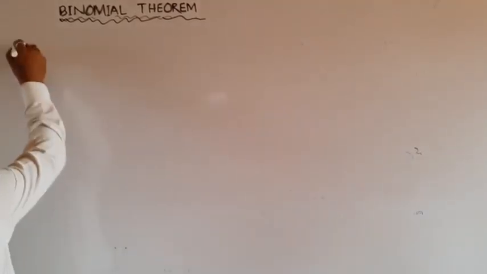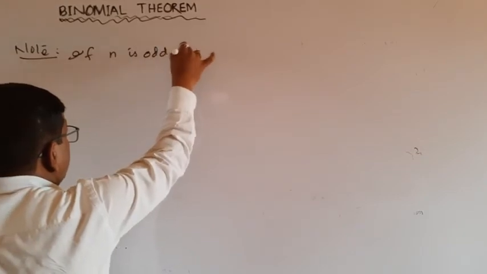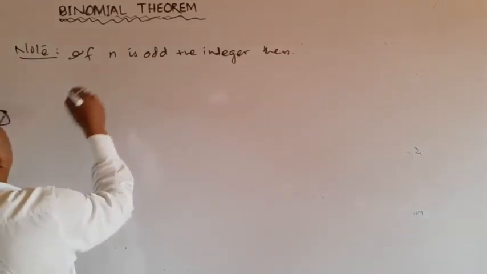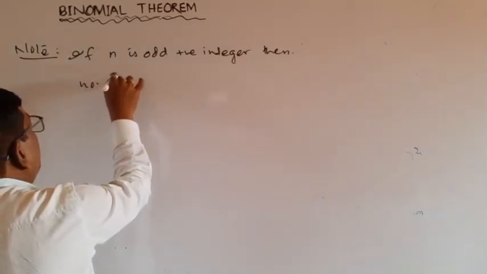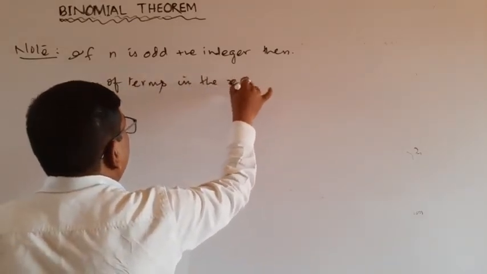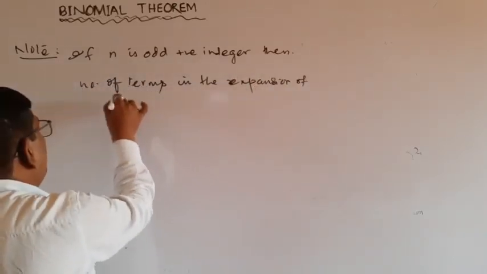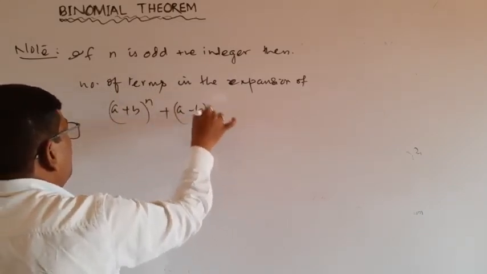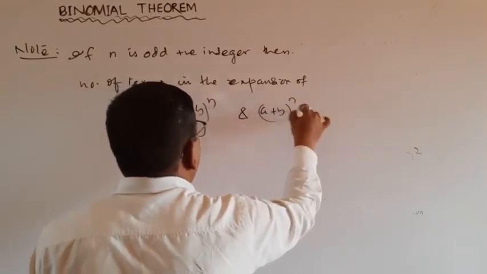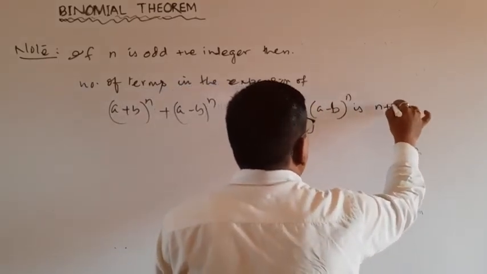Notes. If n is an odd positive integer, then the number of terms in the expansion of a plus b whole to the n plus a minus b whole to the n, and a plus b whole to the n minus a minus b whole to the n, is n plus 1 by 2.